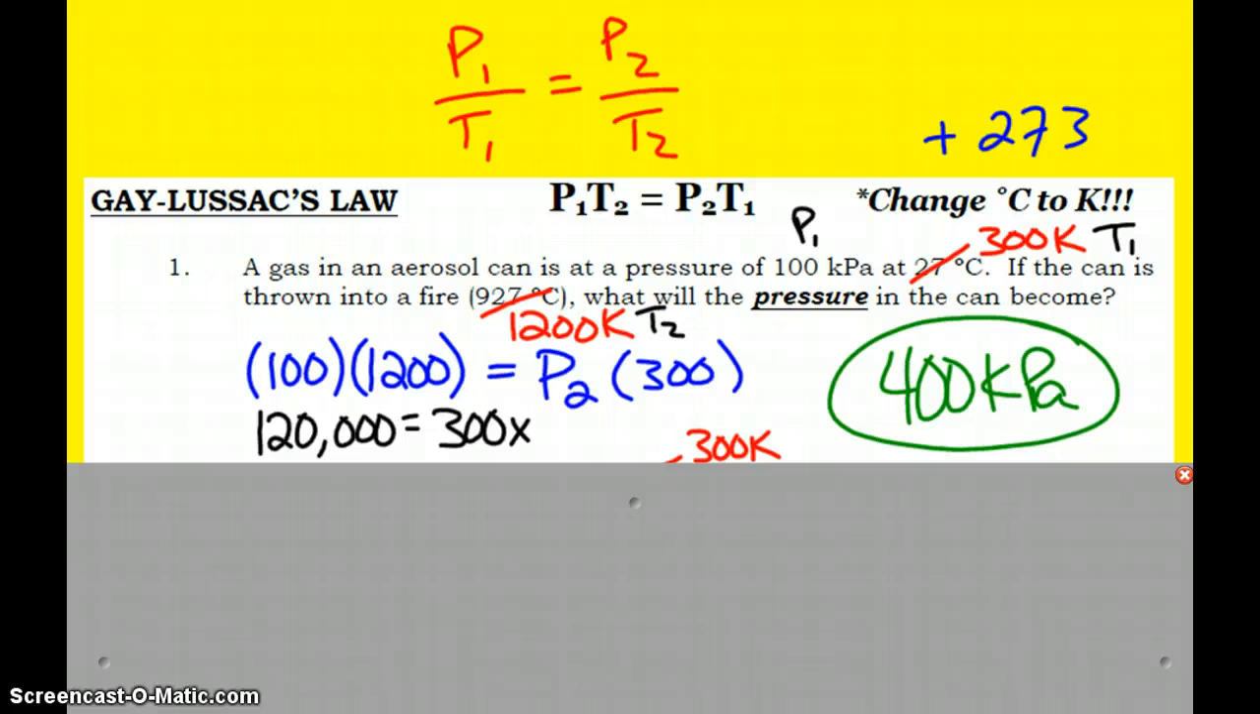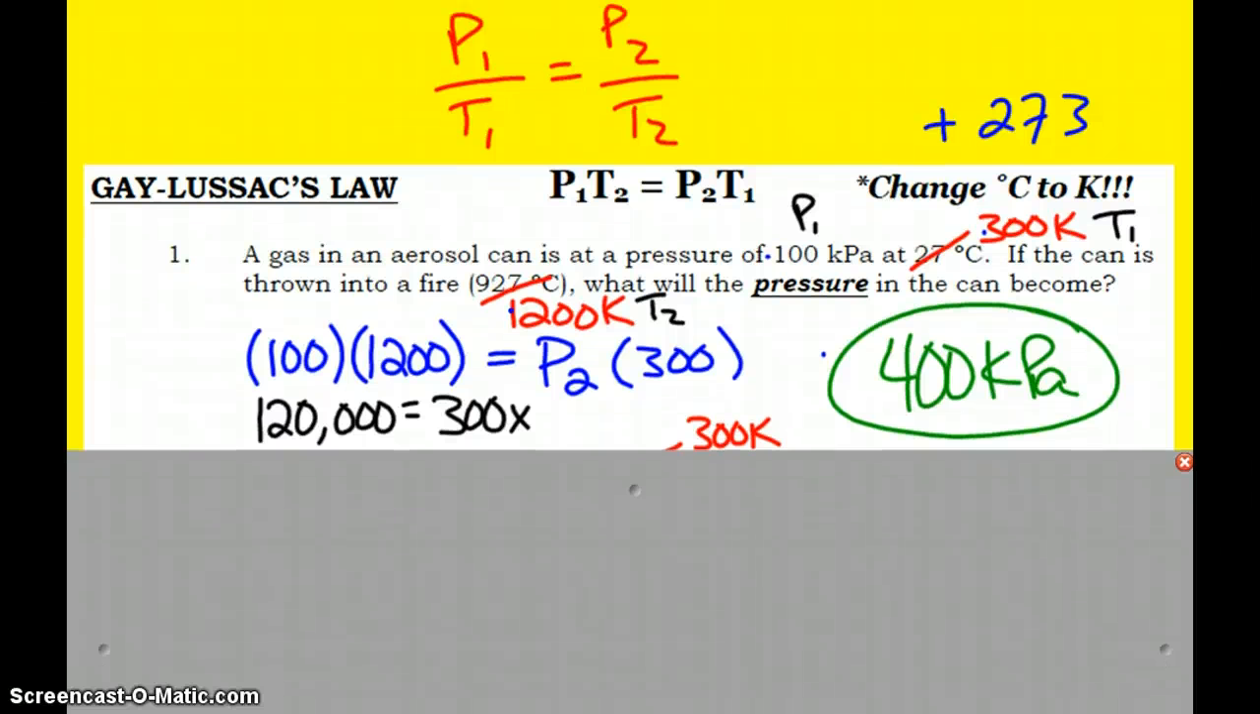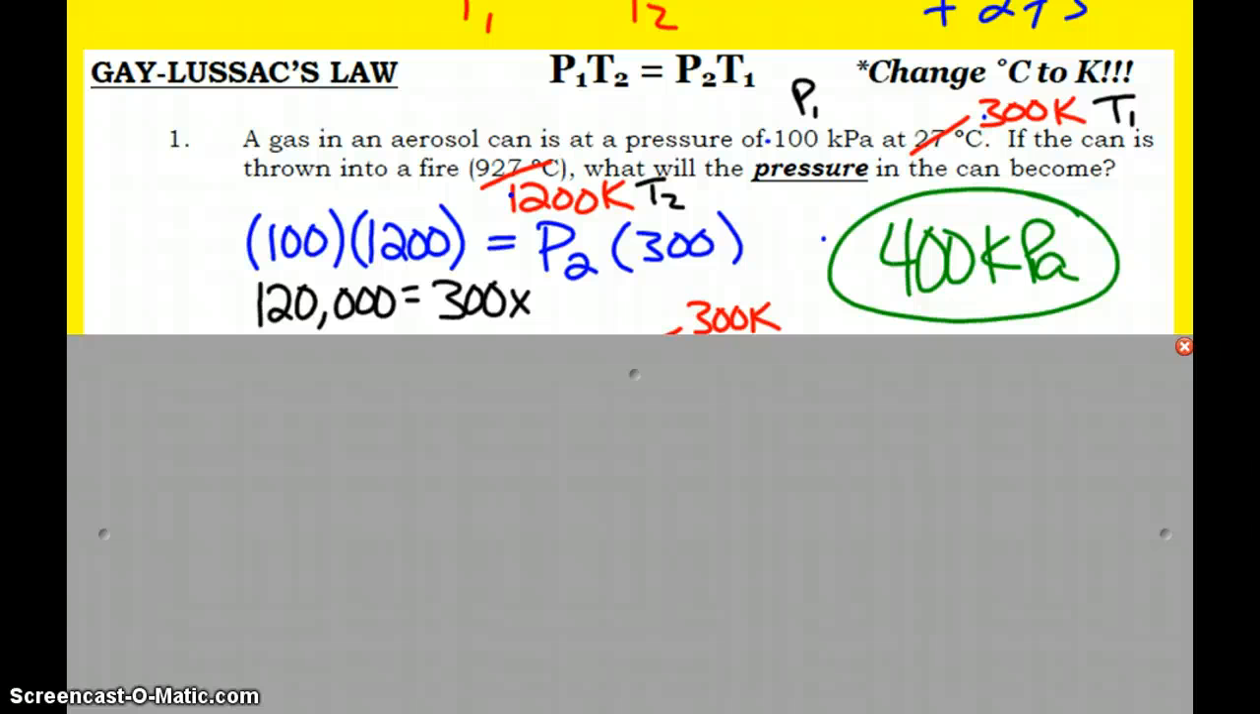So we have 100 times the T2, 1200, so we have 120,000 equals 300x, divide by 300, 400 kilopascals is our pressure. And you can see that in the temperature. From 300 to 1200, you multiply by 4. So the pressure goes from 100 to 400. Multiply by 4. Quadruple the temperature, quadruple the pressure. Again, take a moment if you haven't done so yet. Set up the next problem, pause the video, see how you do.